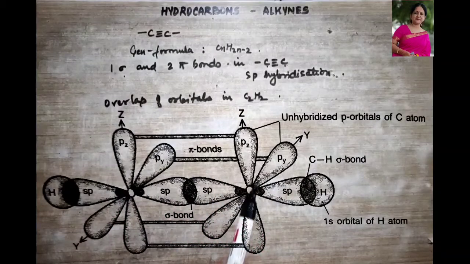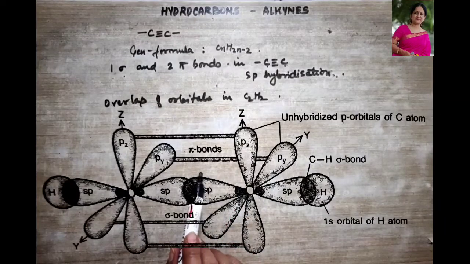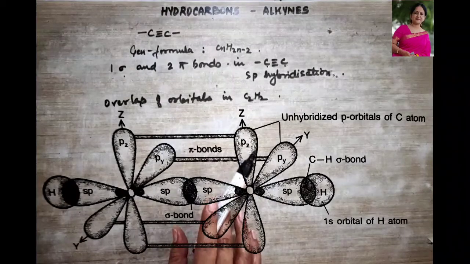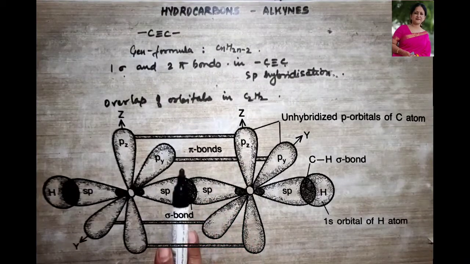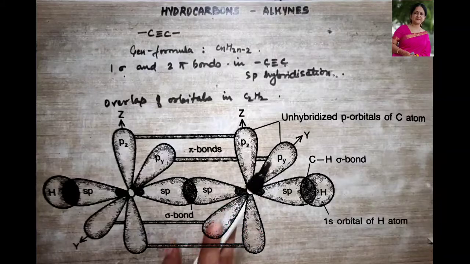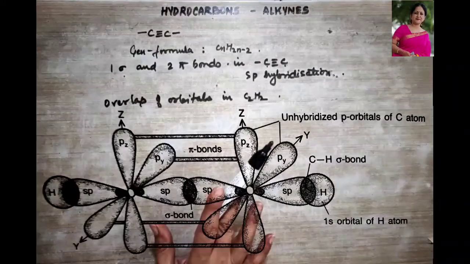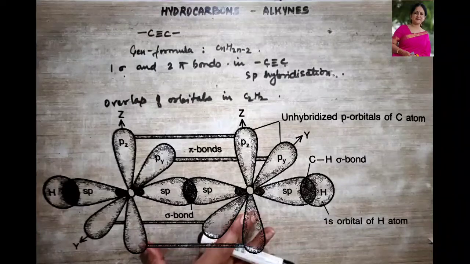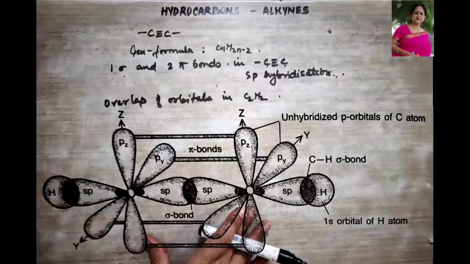And next, if you see the C and H bond formation, that is again a sigma bond that is formed by the overlap of the sp hybrid orbital of the carbon atom and one s orbital of the hydrogen atom. Clear? So I hope this structure of C2H2 is very clear to you.